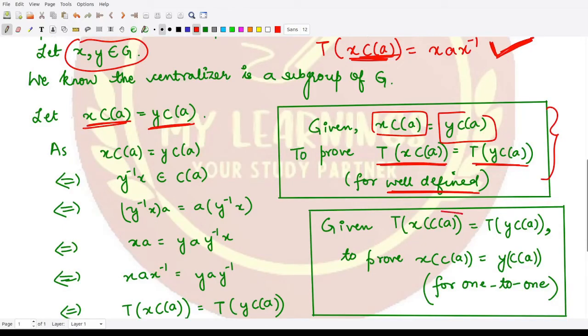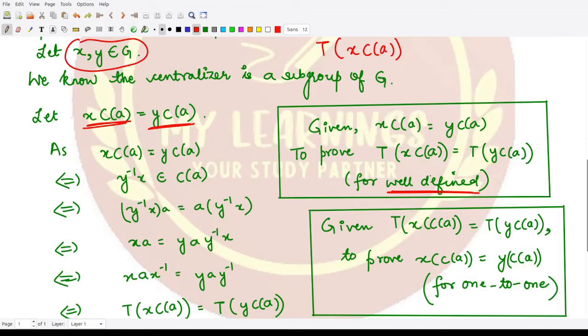We take the two images as equal, and we prove that the domain elements xC(A) and yC(A) are also equal to each other. So here the steps are an if and only if case. So we start by considering xC(A) for well-definedness.